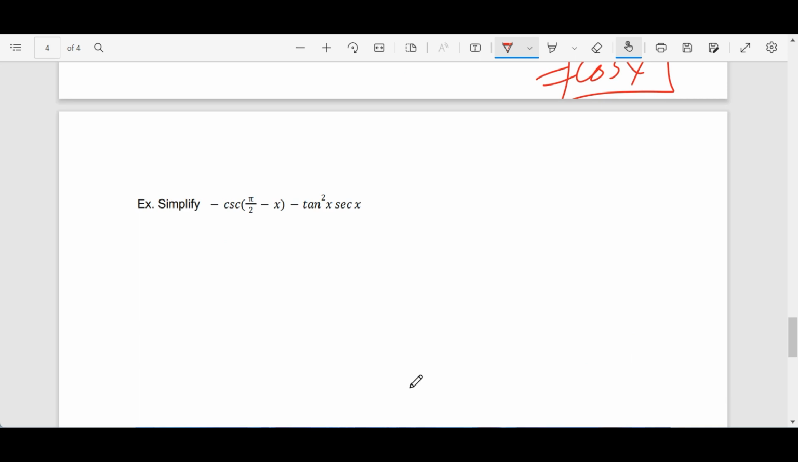Next, simplify. So we notice that we have a cofunction identity right off the bat. What do we know? What's cosecant of pi over 2 minus x equal to? Well, hopefully you know it is equal to secant. We've got negative secant x minus tan squared x times, excuse me, secant x.